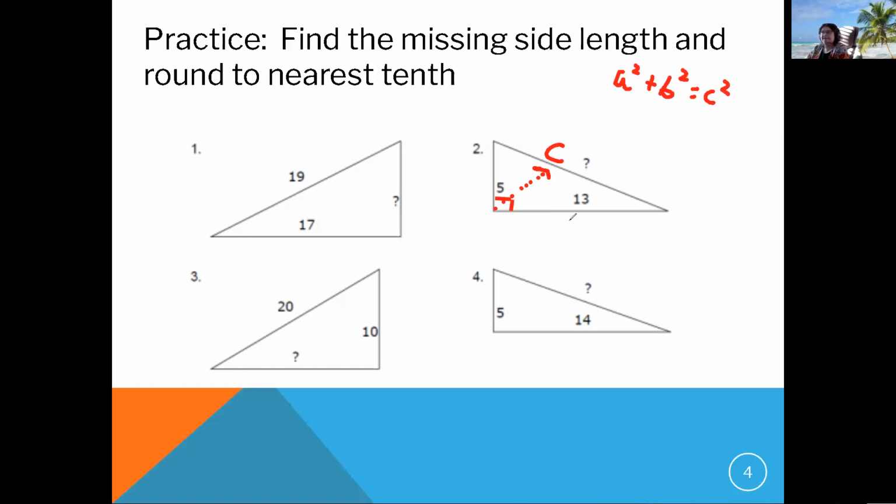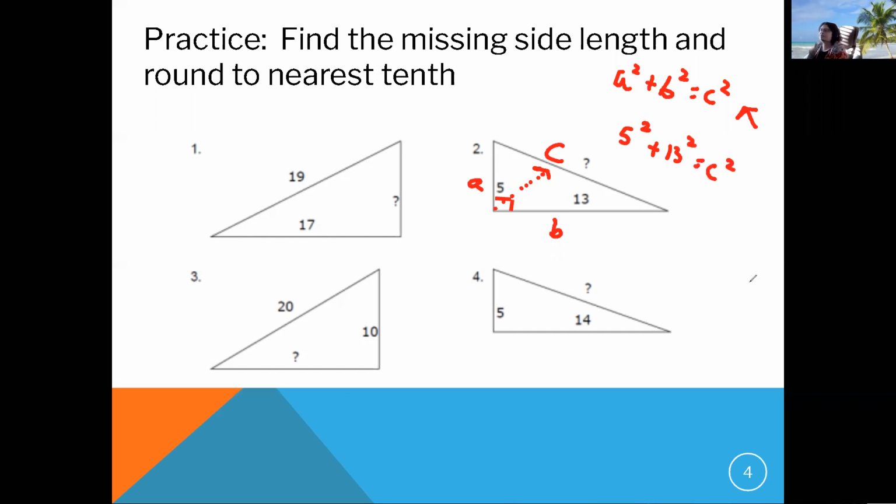Okay. A and B, it doesn't matter. I usually choose A as my smaller and B as my larger. That's just me. Okay, so now I'm going to plug these numbers into this formula right here. What is A? We have 5. And I'm going to square it. What is B? 13. And I need to square it. And I'm looking for the hypotenuse.